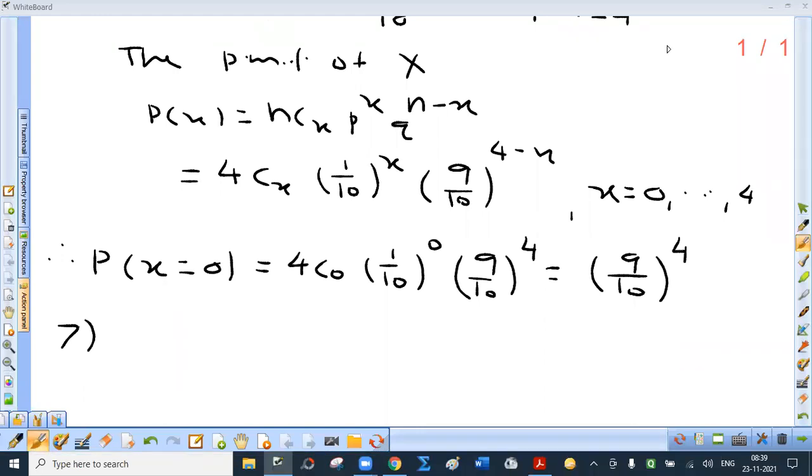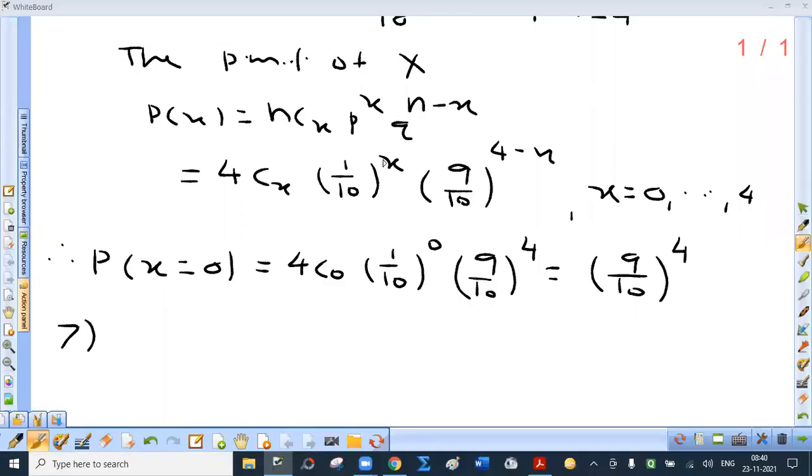Sum number 7. On a multiple choice examination with 3 possible answers for each of the 5 questions, what is the probability that a candidate would get 4 or more correct answers just by guessing? Before we start writing the solution of 7, initially I had written q raised to x. Please make this correction. P of x is nCx p raised to x q raised to not x but n minus x. Now this is correct.